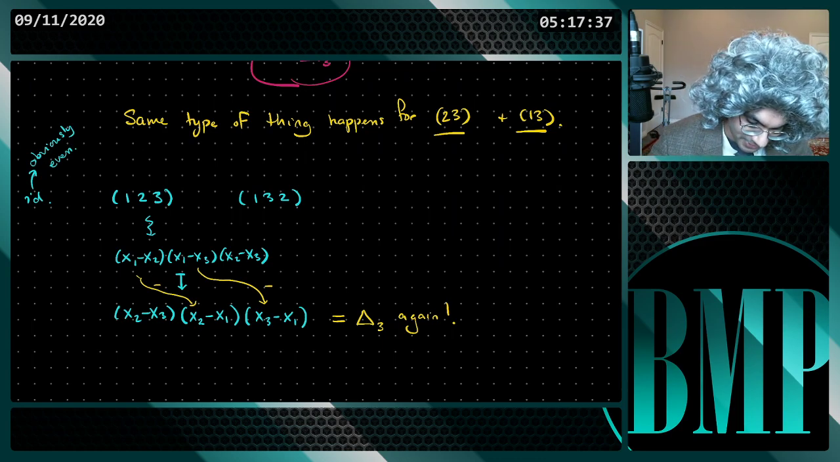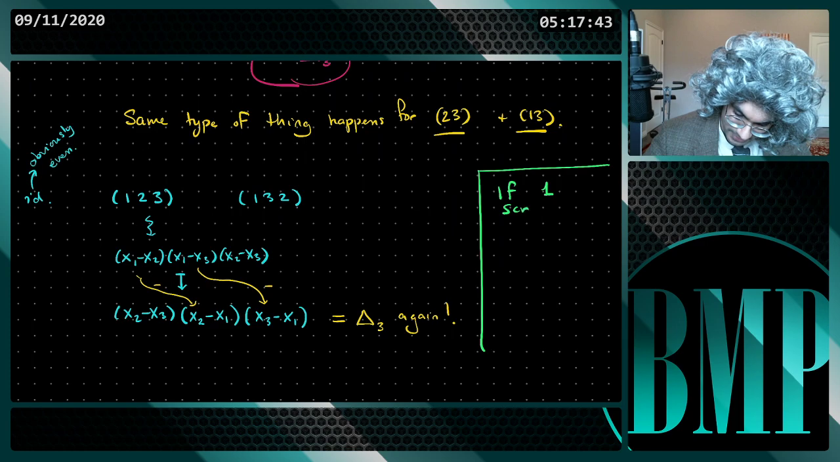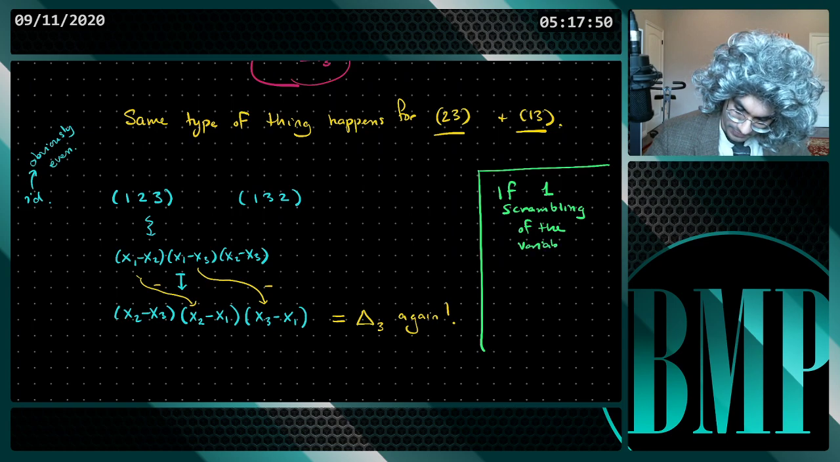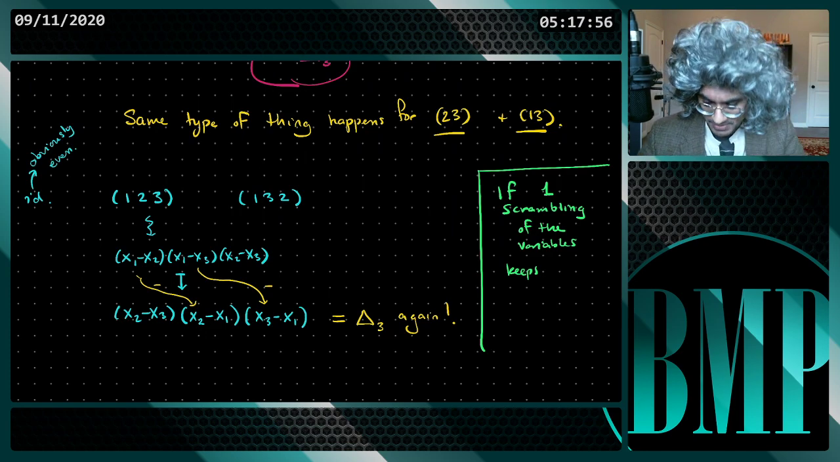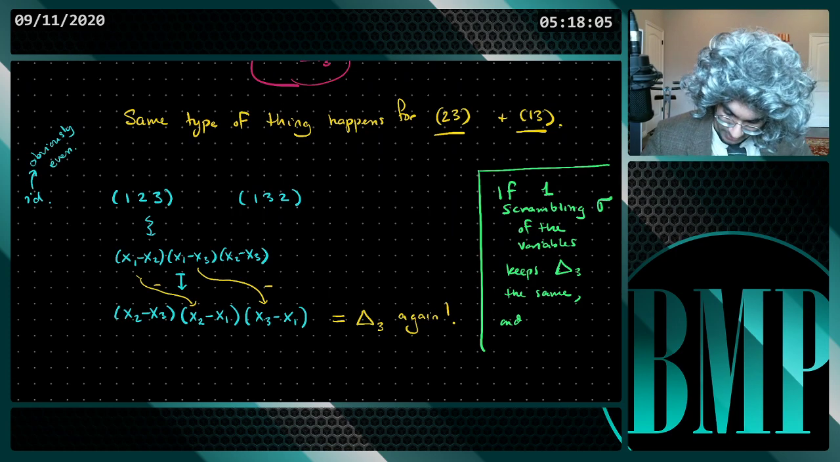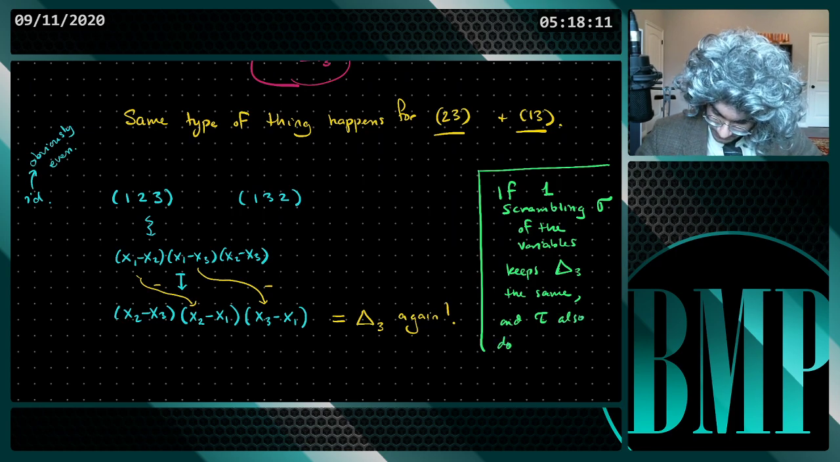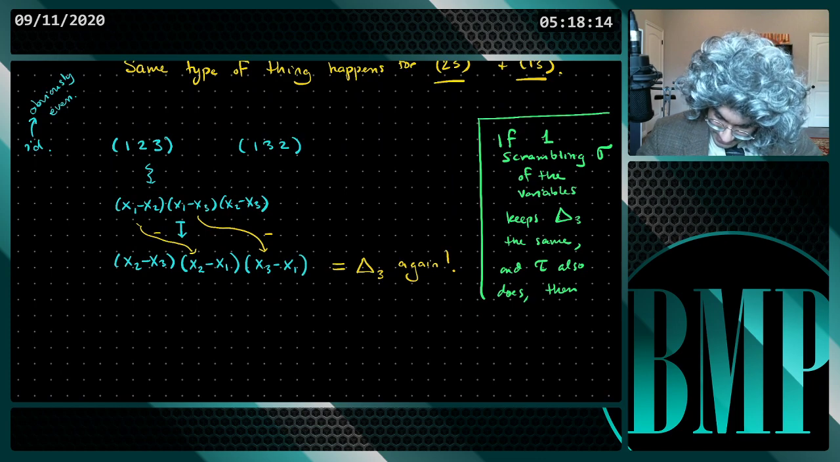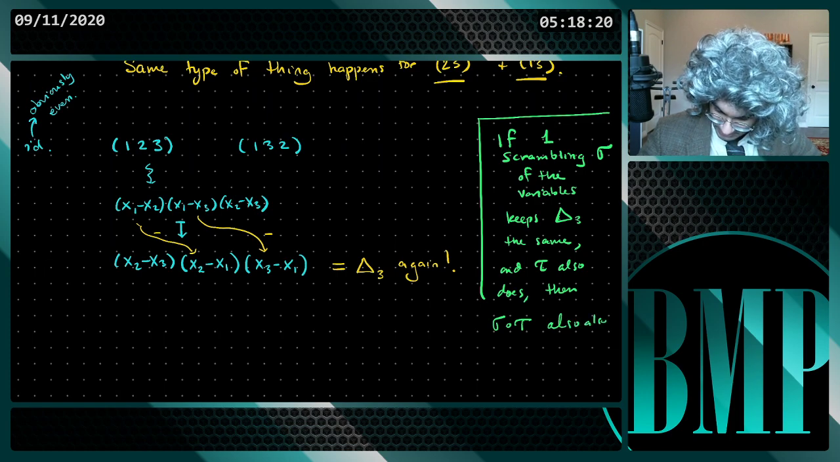So look, here's the principle. If one scrambling sigma of the variables keeps a polynomial the same, and tau also does, then tau composed with sigma also does.